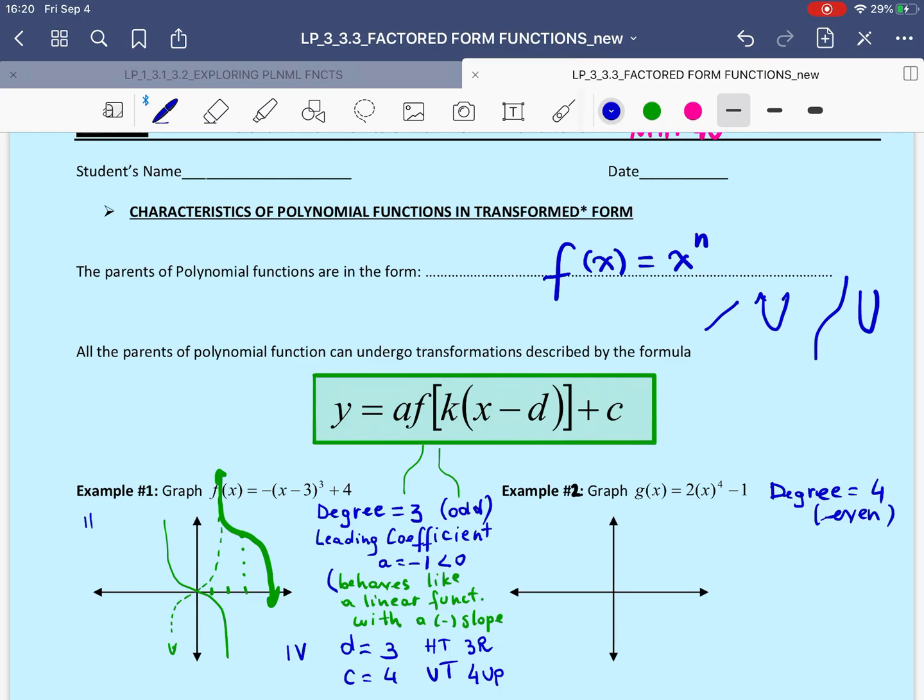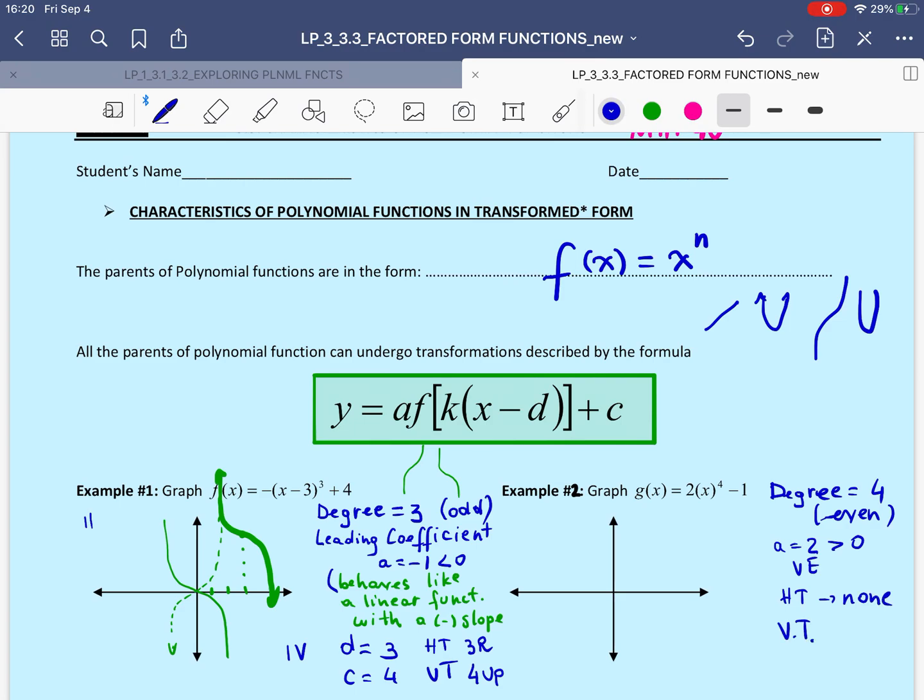Which means that this function will behave, or the graph of this function will behave similar to a parabola, which is the simplest even degree function. The leading coefficient, a, is 2, so we're going to see a vertical expansion. And we don't see any horizontal translations because we do not see any numbers added or subtracted to x inside the brackets. So horizontal translation, none.